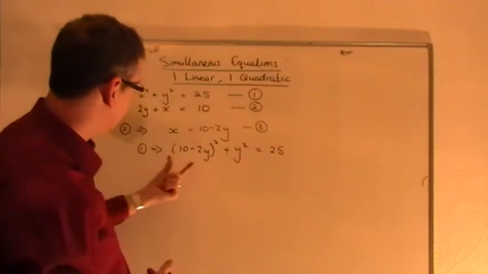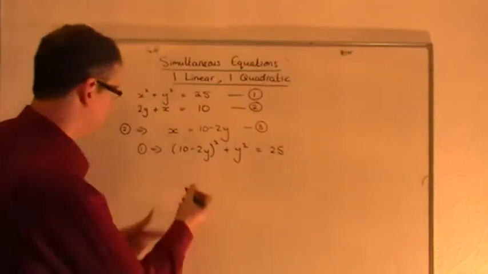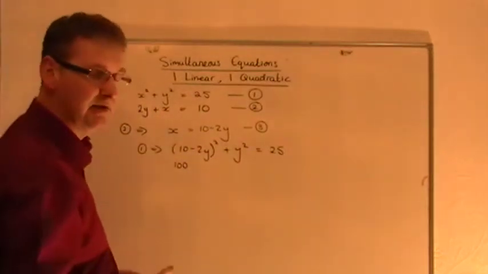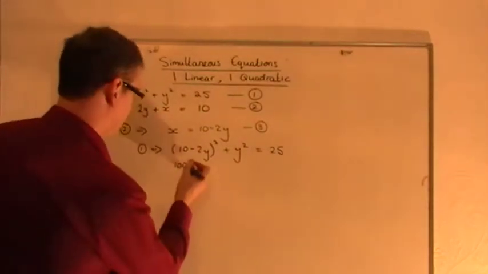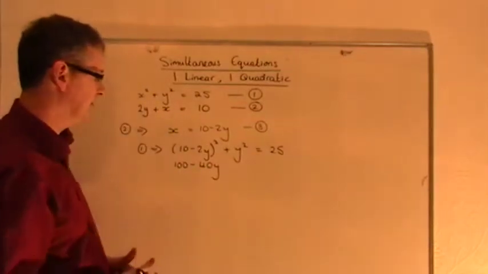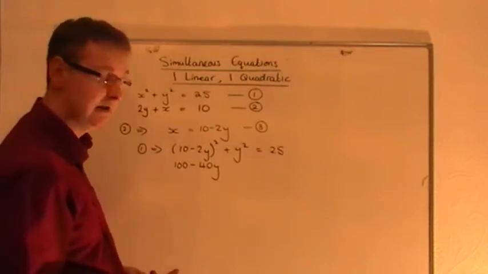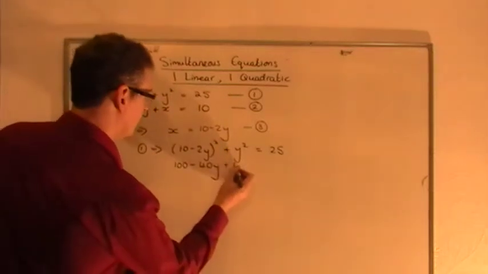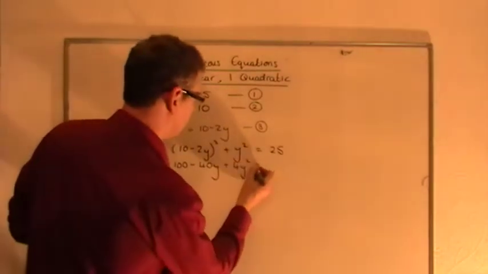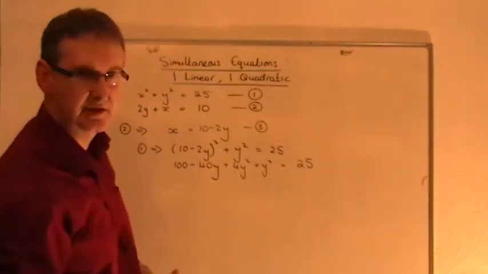Okay, we need to solve this, which means we've first of all got to get rid of that bracket squared. So let's expand that out. You square the first, you get 100. Multiply the two together, you get minus 20y. You double that, you get minus 40y. You then take the second term, which is minus 2y, and square that. Minus 2y times minus 2y is positive 4y squared. The plus y squared still remains unchanged, as does the 25 on the right hand side.